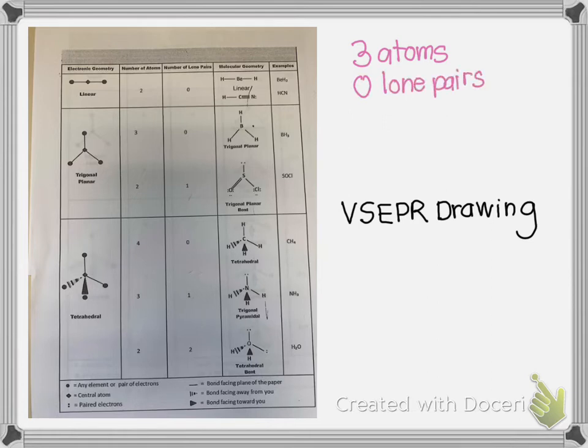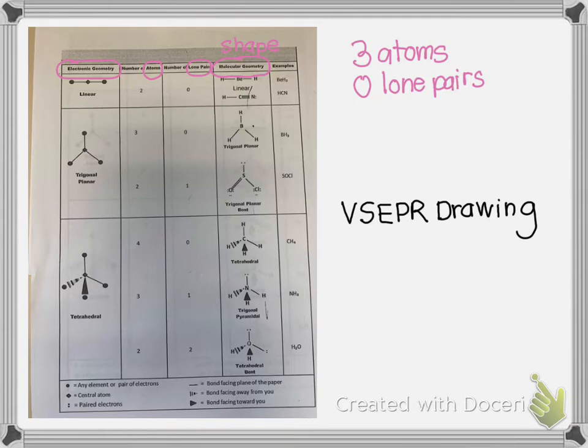So if you look here, this first column is the electronic geometry. This column here is the molecular geometry, which is also called the shape. And then here are the number of atoms and the number of lone pairs. Now this might be too small for you to see clearly on the video, but I hope that you have this actual document in front of you from one that you've received in class.